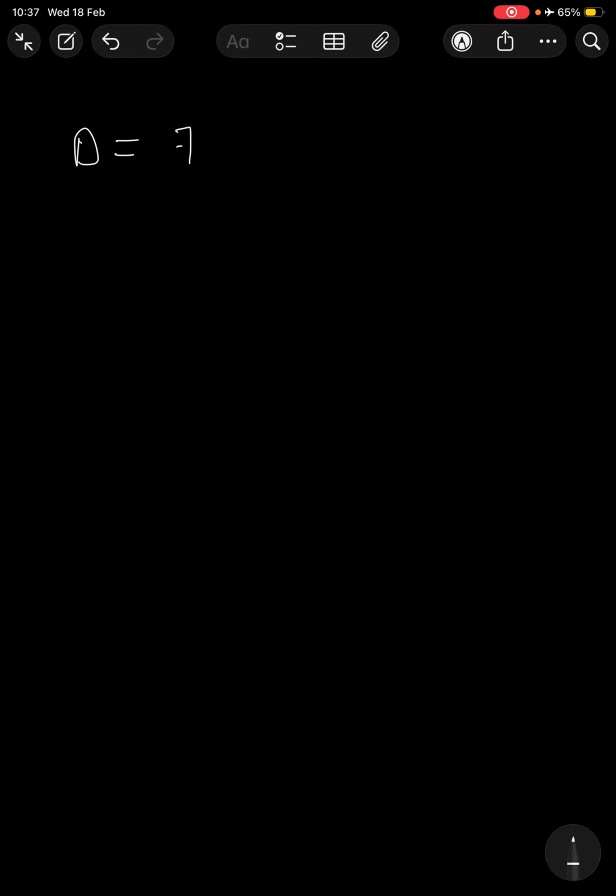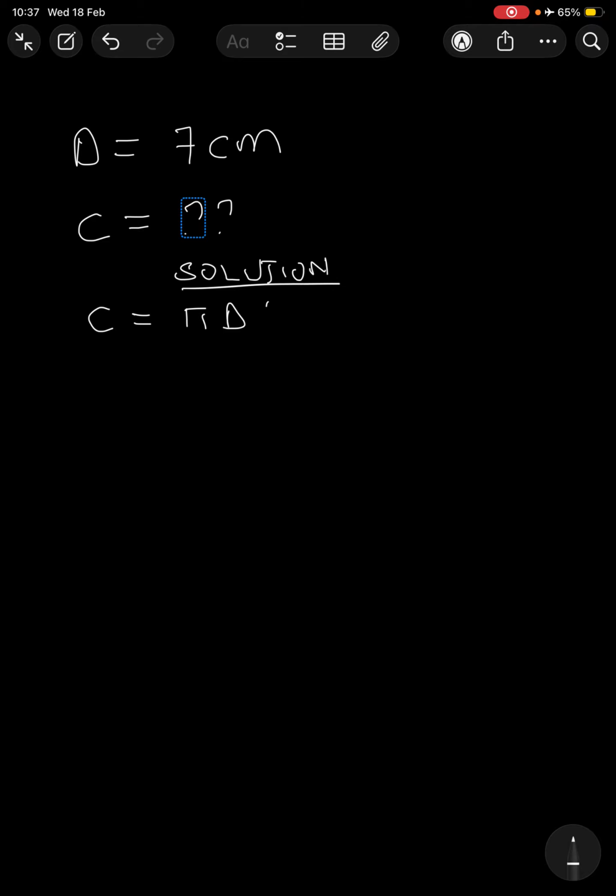Example 3. Work out the circumference of a circle given the diameter as 7 centimeters. So the question is, work out the circumference of a circle. So we know that circumference of a circle is equivalent to pi d. Or you can use 2 pi r.